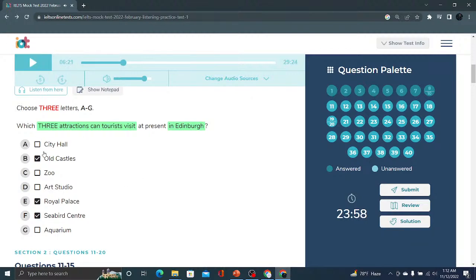Yes. So don't be confused with the zoo. They are also talking about the zoo. So he was asking, is it nearby the zoo? So that means it's not an attraction that tourists can visit. He just asked if it is nearby the zoo, and she said yes. So that means it's not the answer. Okay, don't be confused. Let's continue.